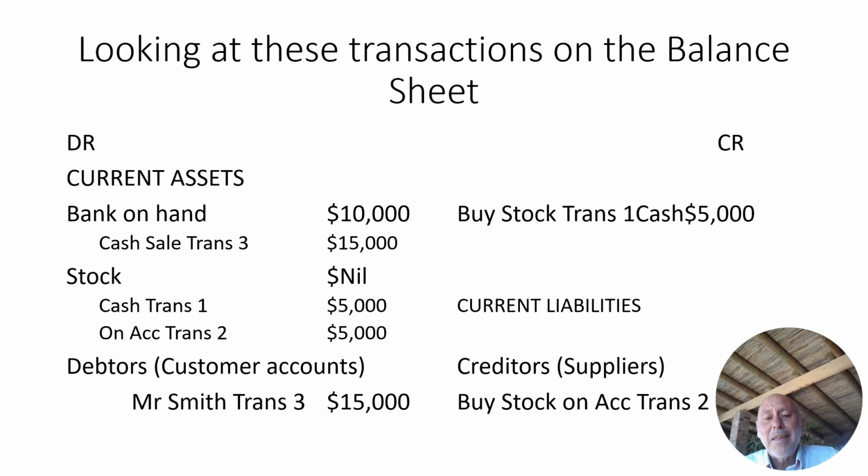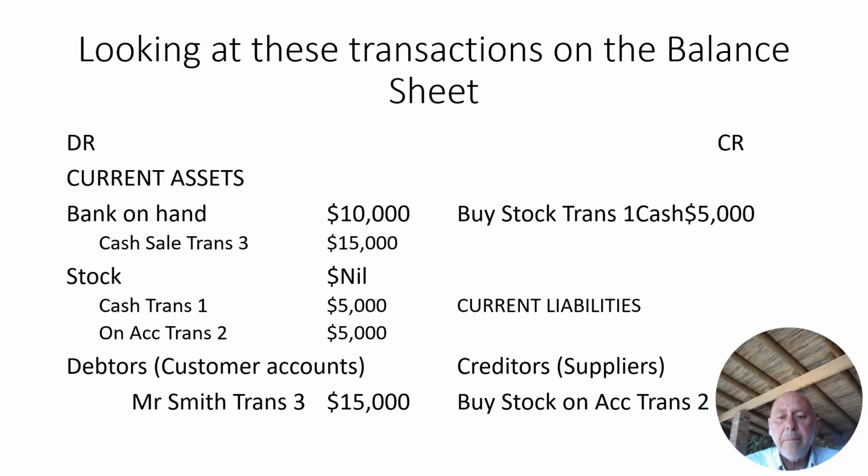And another story with current assets. They are all items that are relatively easy to turn into cash. Whereas your fixed assets, it's quite a story to go and sell your land and buildings, whatever. But stock, you can sell it quickly. Debtors, hopefully they pay you fairly quickly.